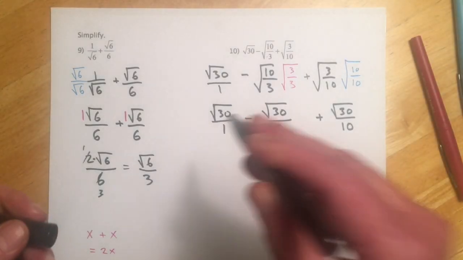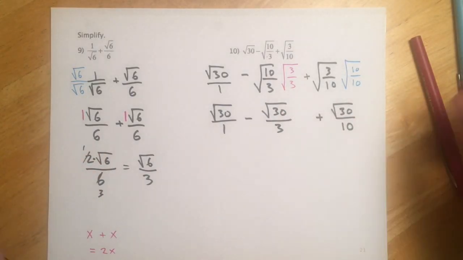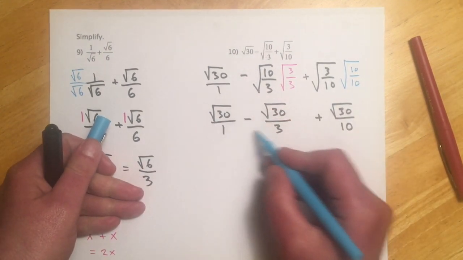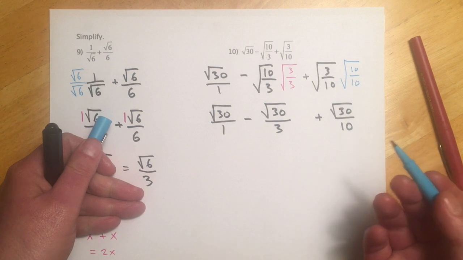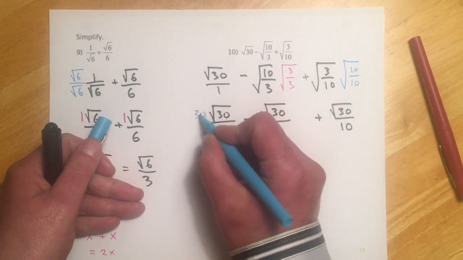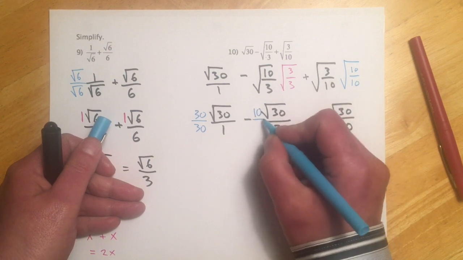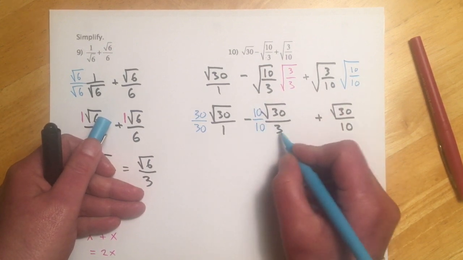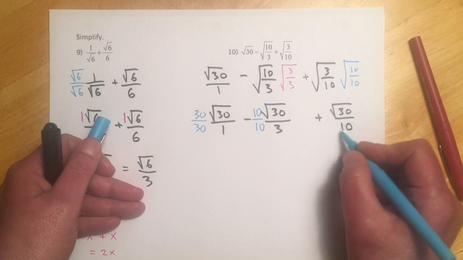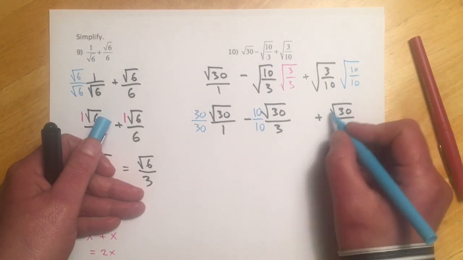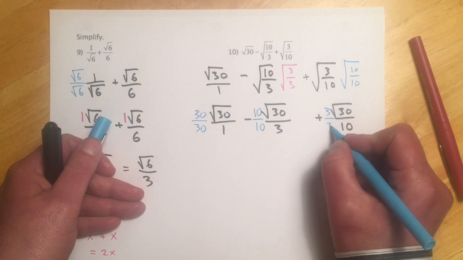So then for my second step, now I'll get common denominators. So here I have 3's and 10s, so my LCD is going to be 30. So right here I need to multiply by 30 over 30. Right here I need to multiply by 10 over 10, because I have a 3, so I need to bring it up to 30. And then right here, I didn't space that very well, I need to bring 10 up to 30, so that's going to be a 3 over 3.